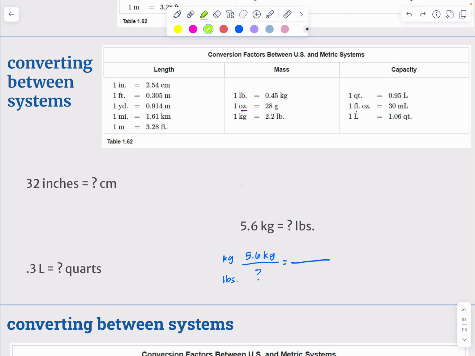Now, how many kilograms am I going to put in there? What am I going to do? Well, this is where I'm going to go to my chart, and I'm going to look at the information that's given to me in the chart. And what do I know about these two units, kilograms and pounds? Well, I actually know two things. This chart is kind of interesting. It gives us two different ways of thinking about this.